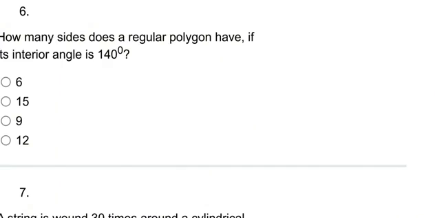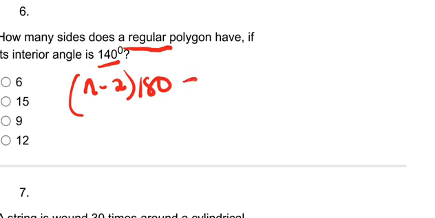So one thing you need to take note of here, number one, is regular, which means that all the sides are equal, and we're given that each angle there is 140 degrees. So the first thing we need to do is the sum of interior angles of any polygon. We don't know the polygon, we don't know the number of sides, so it is (n minus 2) brackets what?